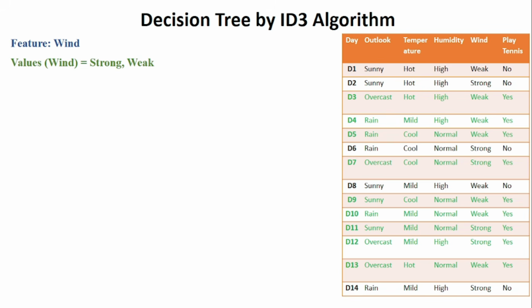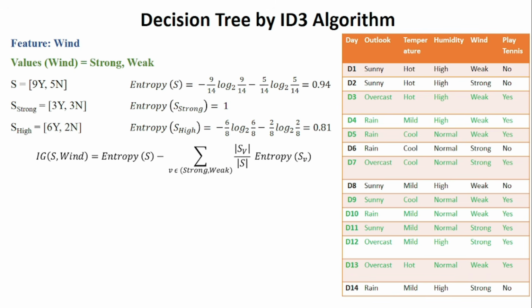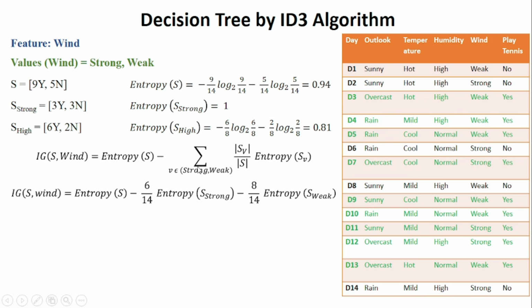Now we are going to compare for wind. The values of wind are strong and weak. The total entropy is 0.94, and if you calculate for strong, the entropy will be equal to 1, and for weak you have 6 yes and 2 no, so entropy of S weak is equal to 0.81. Information gain is entropy of S minus the same formula, and if you calculate information gain of S comma wind, you will achieve 0.0478.